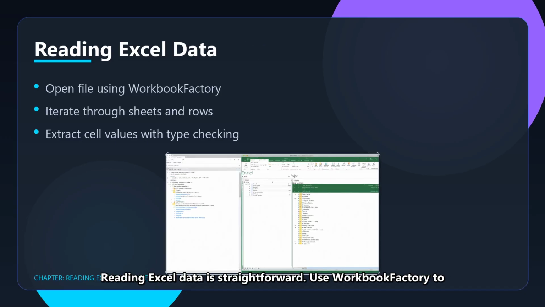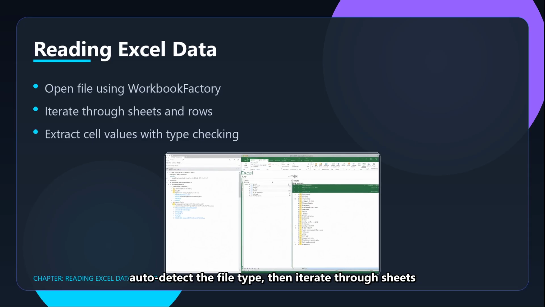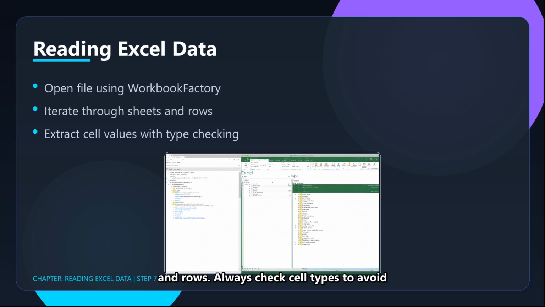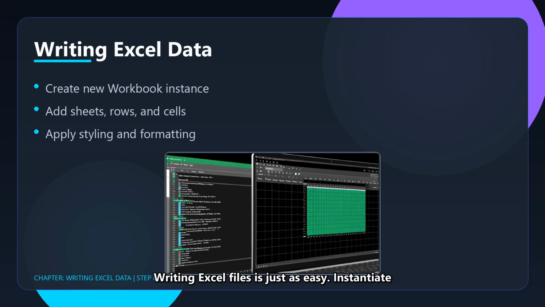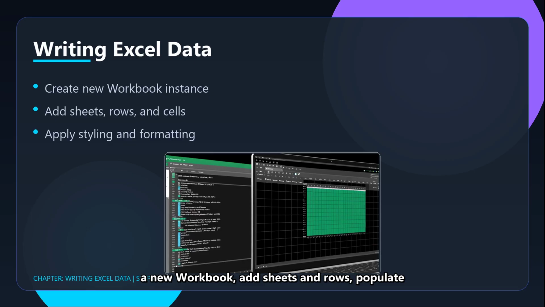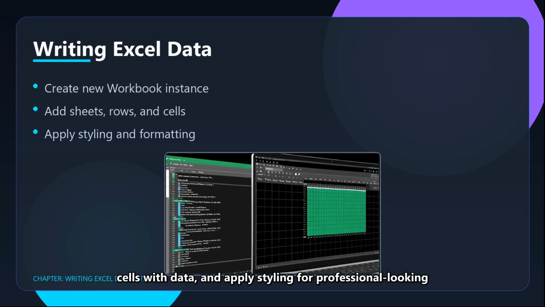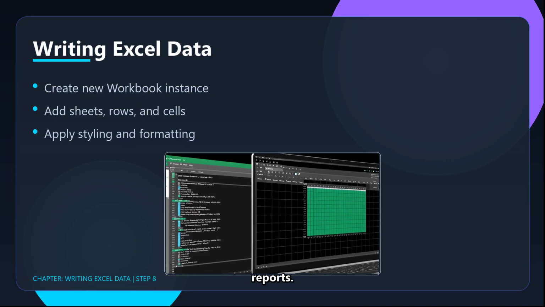Reading Excel data is straightforward. Use WorkbookFactory to auto-detect the file type, then iterate through sheets and rows. Always check cell types to avoid runtime errors when extracting values. Writing Excel files is just as easy. Instantiate a new workbook, add sheets and rows, populate cells with data, and apply styling for professional-looking reports.